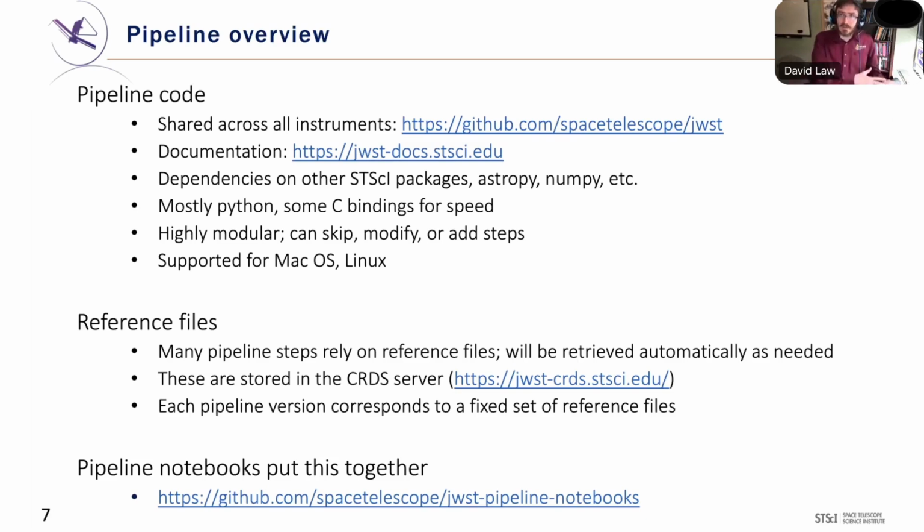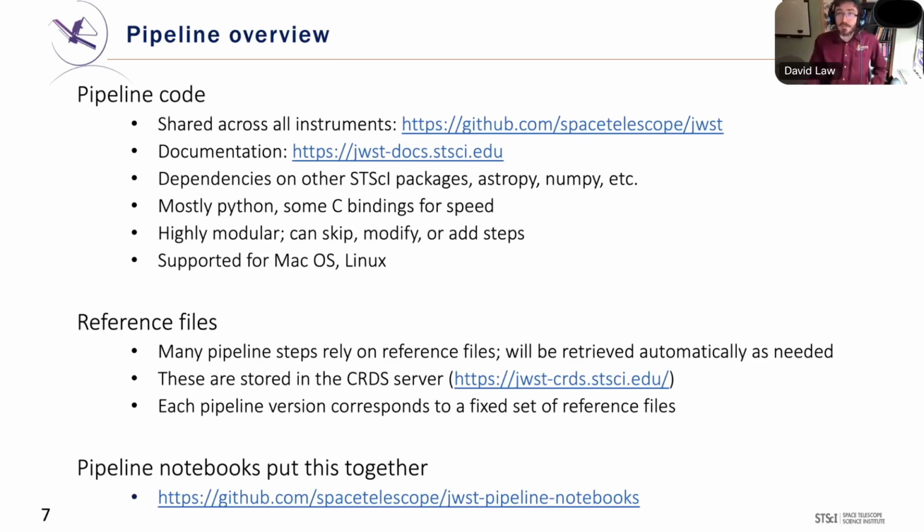And the second side of the pipeline, we had the software side first. The second side is the reference files. These are all of the calibration reference files necessary in order to actually process the data. So things like our dark reference files that tell us what the typical dark current of the detectors is, things like our flat fields, our photometric calibrations, all of those pieces of reference data necessary to turn raw data we get off the telescope into calibrated science data that we need to actually do our various science analyses.